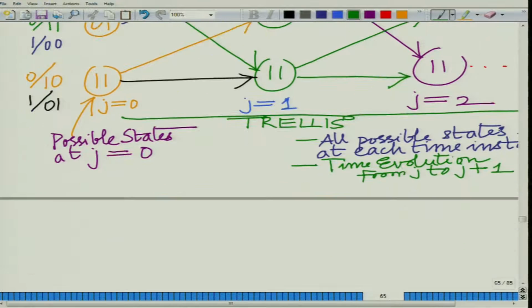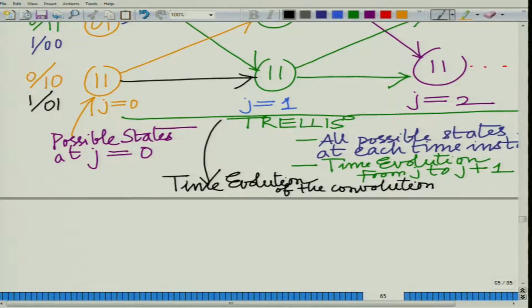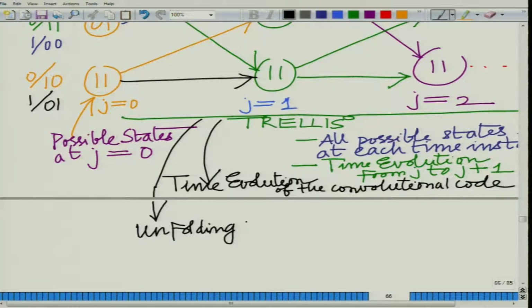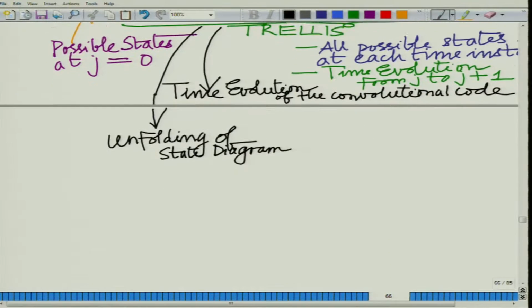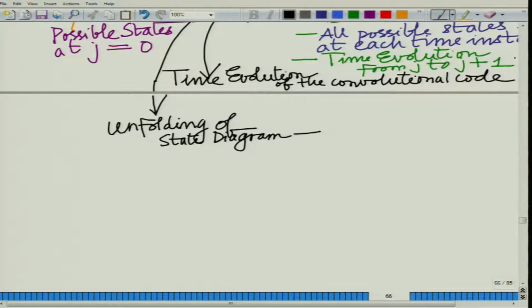Let us note that the trellis represents a time evolution of the convolutional code. You can also say this is the unfolded state diagram. It is an unfolding of the state diagram, followed by repetition at various time instants.